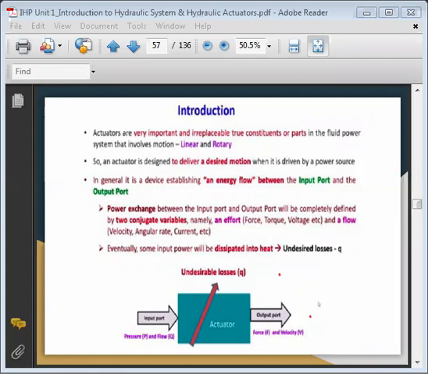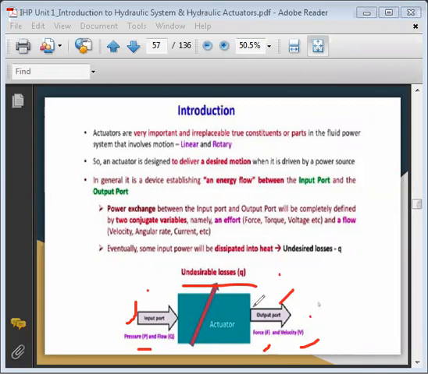Now you can see this in the diagram also. At the input port, you will get pressure and flow. Pressure is indicated by P, and flow is indicated by Q. In between the input and output, our actuator element is there. You will get the output in terms of force and velocity. So this is the function of your actuator.